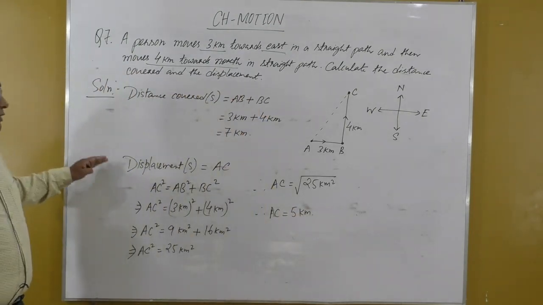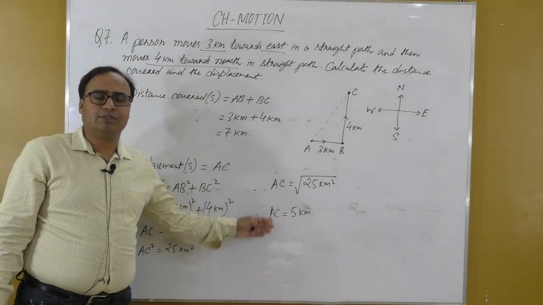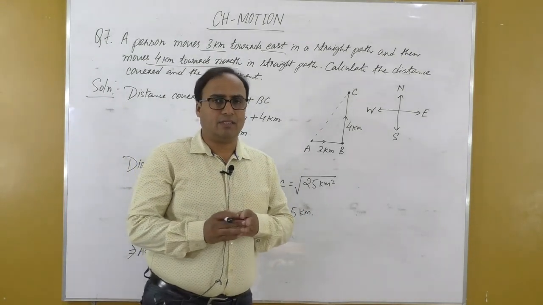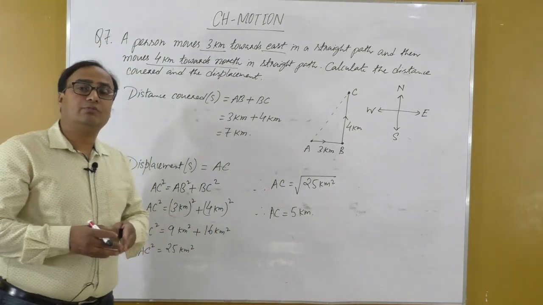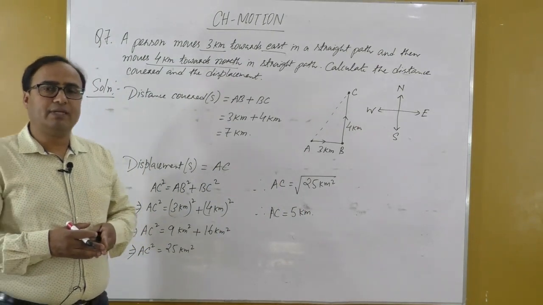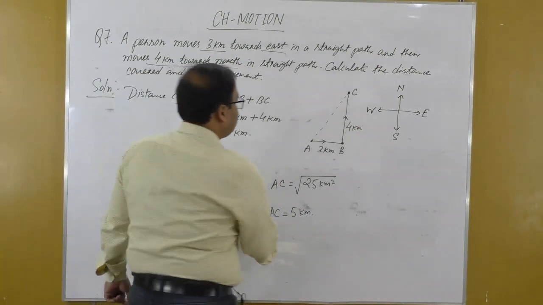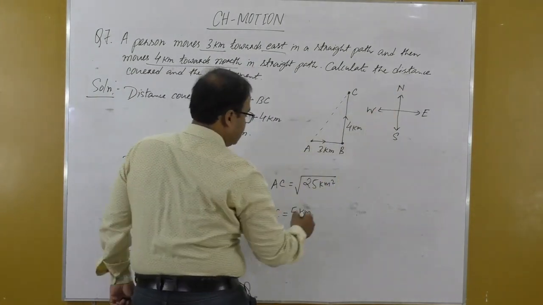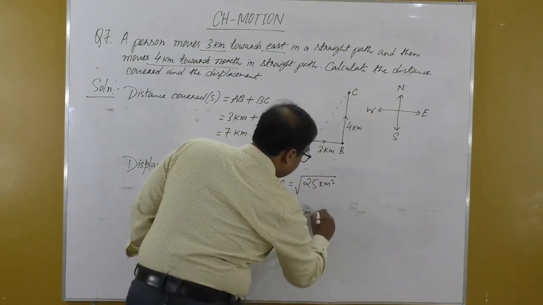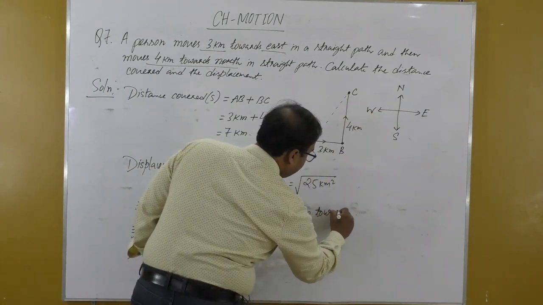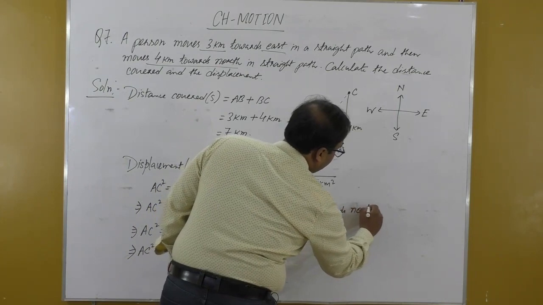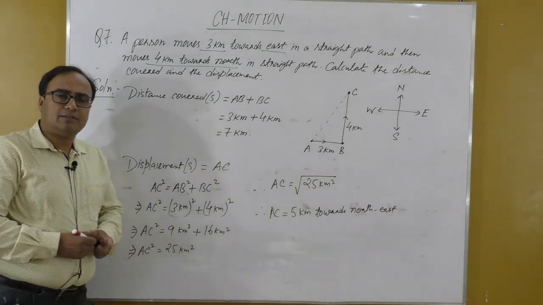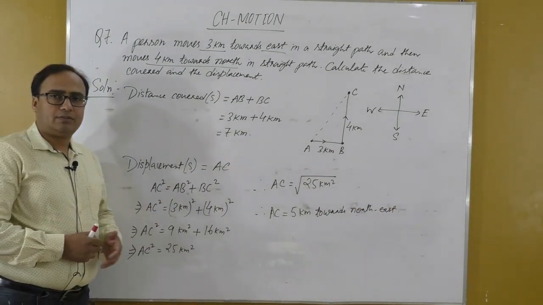When you are solving for displacement, if possible, you should also mention the direction, because displacement is a vector quantity and vector quantities need both magnitude and direction for their complete expression. So AC is 5 km, and if you look at the direction here, AC is towards northeast. So we can write 5 km towards northeast. Okay, this is one of the most important numericals. You should note it down properly.